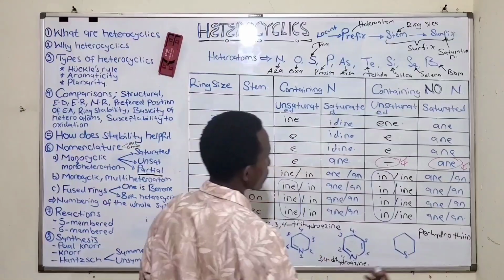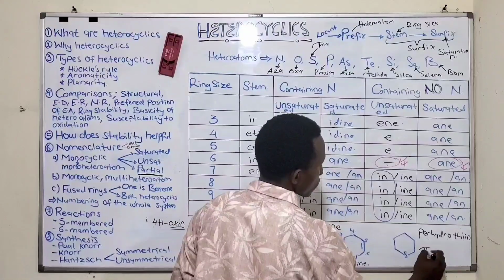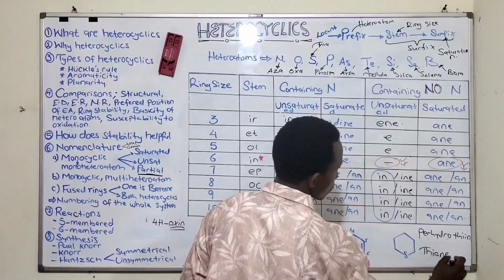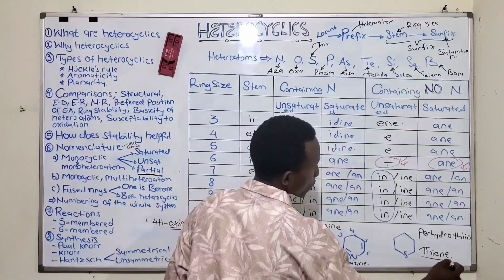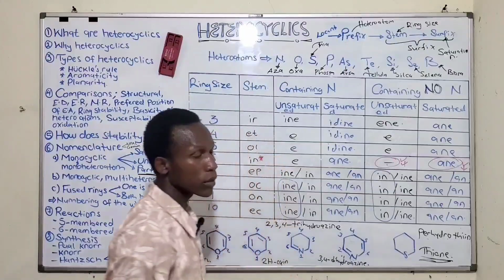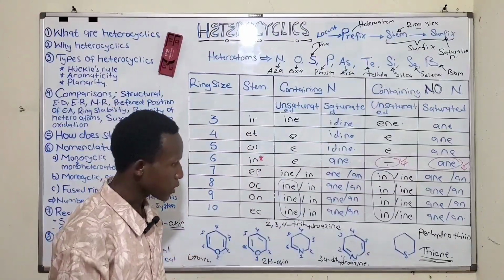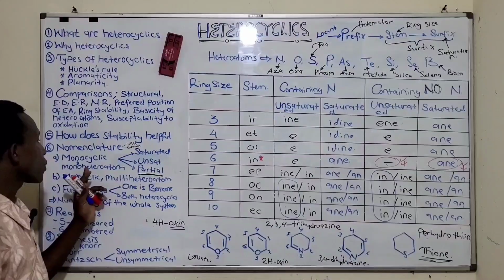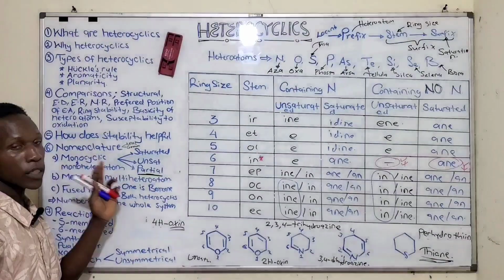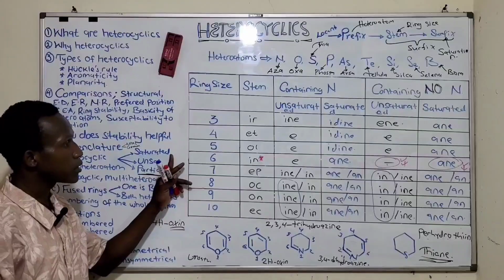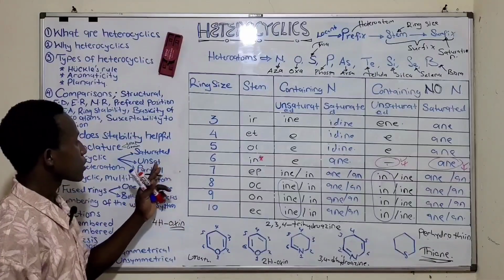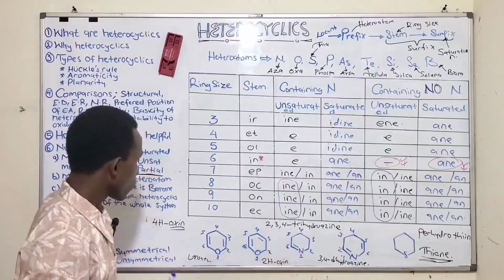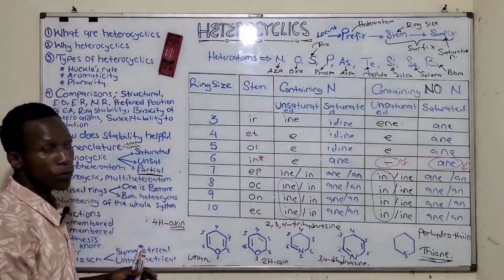Or you can name it as saturated, which is thiane, if you're using the name for the saturated heterocyclic. So that's how we name the monocyclic, monoheteroatom heterocyclics. We have seen the saturated heterocyclics, unsaturated, the partially saturated, and you have seen if they have substituents.